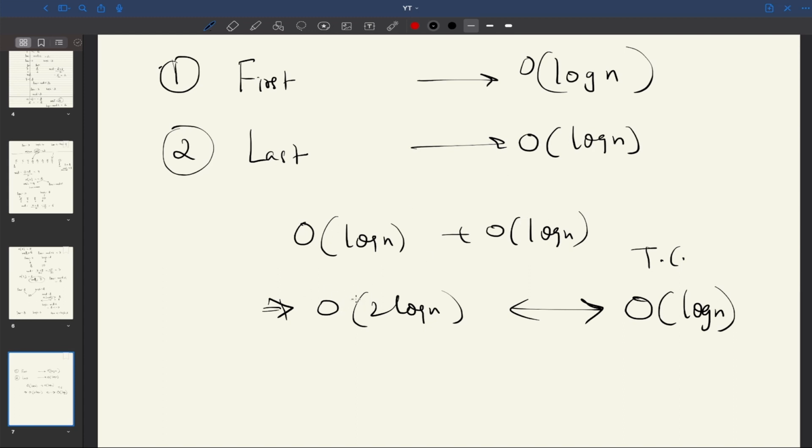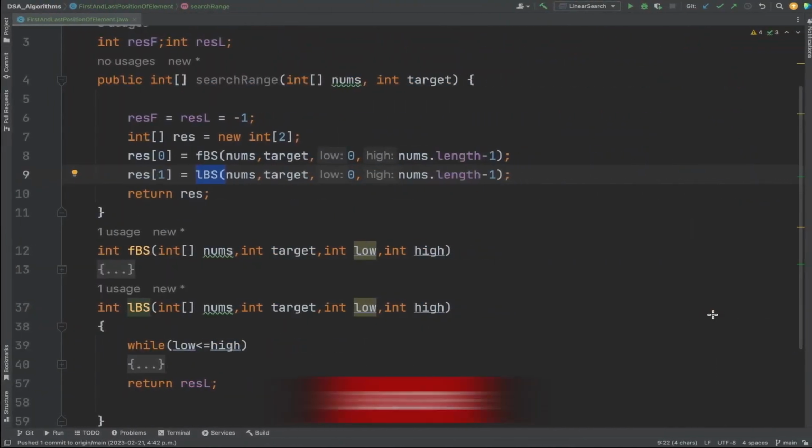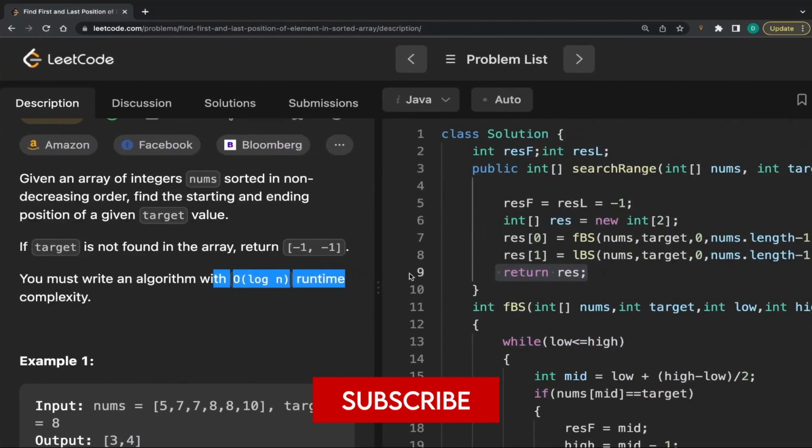So we can say it is O of 2 into log n. As you know, in asymptotic notations, in time complexity, we ignore the constants. So this is actually equivalent to O of log n. And that's why we can say that the entire solution has been done in logarithmic time, which is what is required for this question, right?